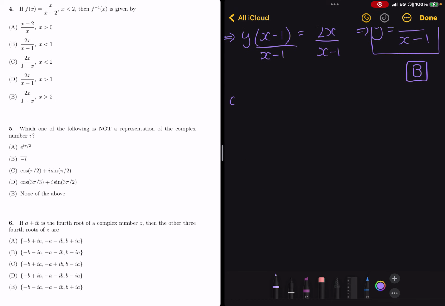So now we have question 5. Which of the following is not a representation of the complex number i? All right. So complex number i is just this vector in the Argand plane. So we're just trying to work out which of these are that vector. So if we think about e to the i pi on 2, this is a vector of length 1 rotated counterclockwise by pi on 2, so this is analogous to i.